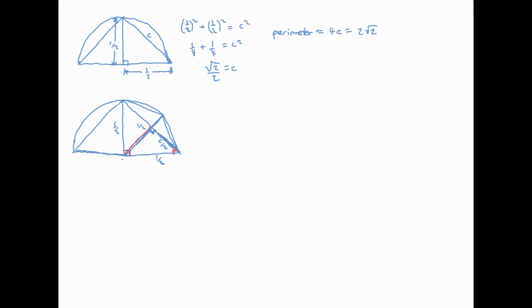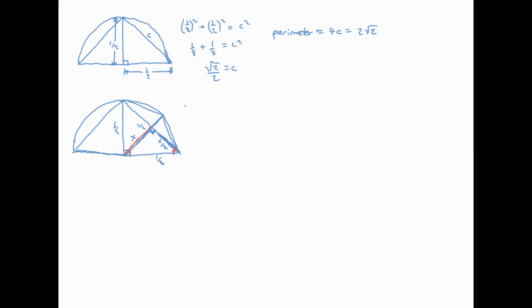So that would also be c over 2. But I'm going to pretend I don't know that because it's going to be helpful for me to see a pattern later. So let's say I don't know what this length is, the red line here. If I want to find it, then I can use the Pythagorean theorem again. Let me call this x.